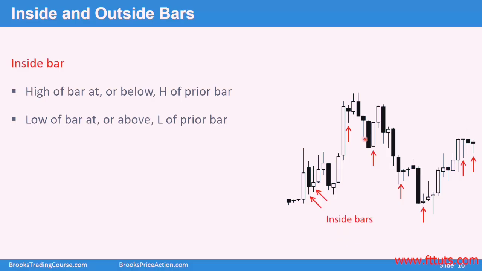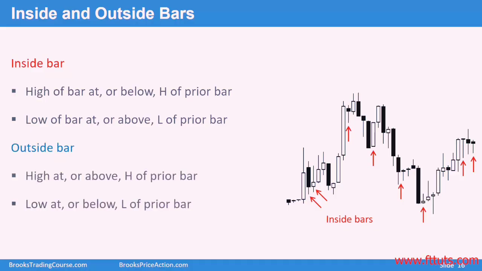Same here, another inside bar. This bar is inside that bar. This bar is inside that bar. A small inside bar here. Here's an inside bar. The high is the same as that high, but the low is above that low. So I would still refer to that as an inside bar. That's why I say for an outside bar, the high is at or above the high of the prior bar, and the low is at or below the low of the prior bar. And an inside bar, the high is at or below the high of the prior bar, and the low is at or above the low of the prior bar.